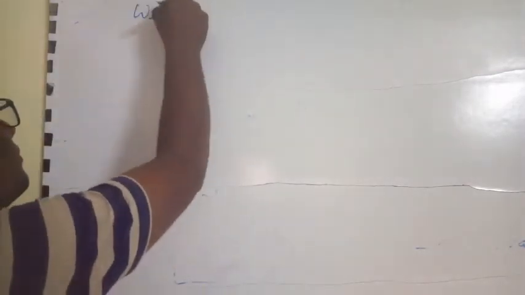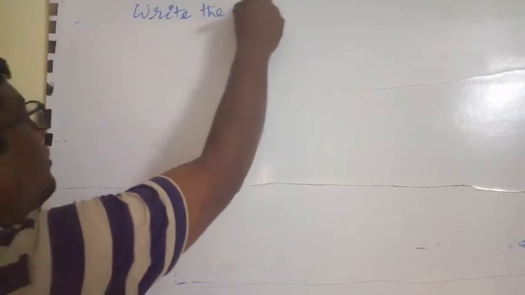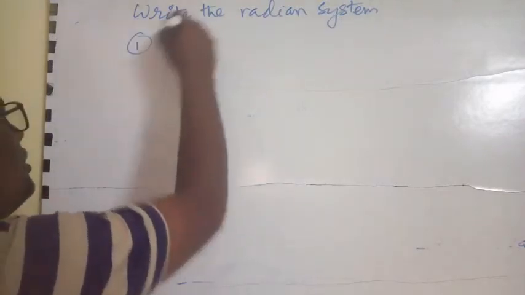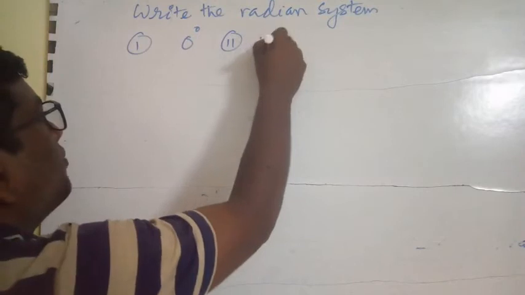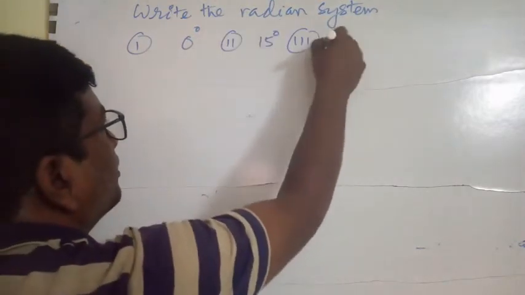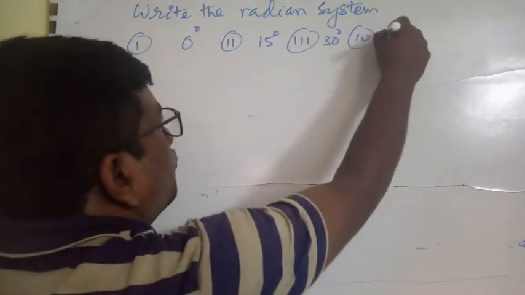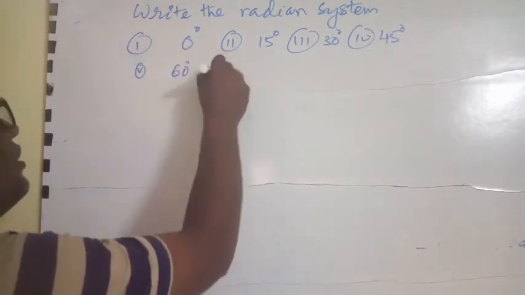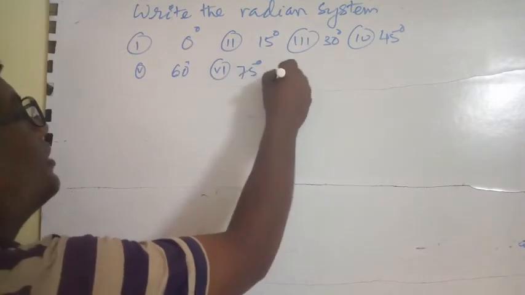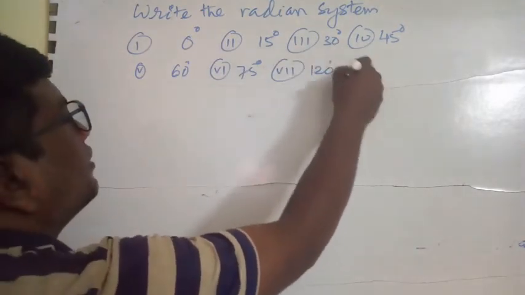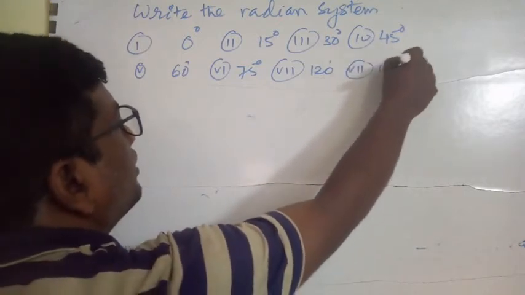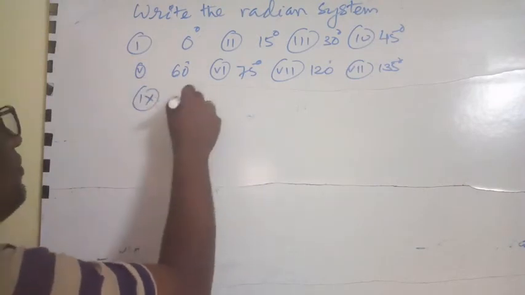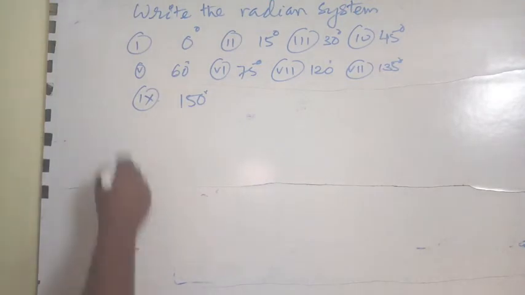Write in the radian system the following: number 1, 0 degree; number 2, 15 degree; number 3, 30 degree; number 4, 45 degree; number 5, 60 degree; number 6, 75 degree; number 7, 120 degree; number 8, 135 degree; number 9, 150 degree.